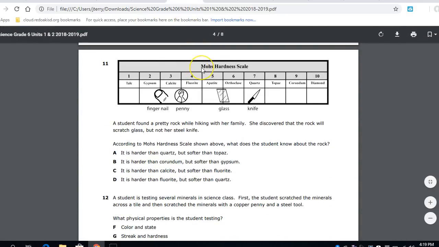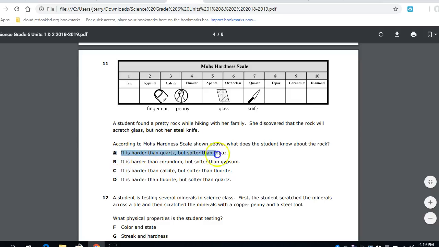Number 11, you have the Mohs hardness scale here, which identifies the hardness of 10 different minerals. A student found a pretty rock while hiking with her family. She discovered that the rock will scratch glass, but not her steel knife. According to the Mohs hardness scale above, what does the student know about the rock, if it will scratch glass, but not the steel knife?